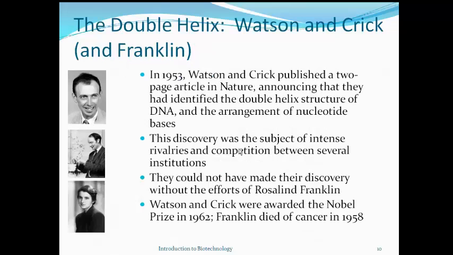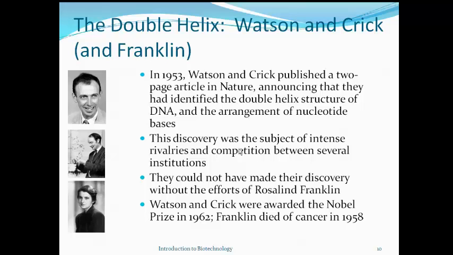Now, here's the real culminating event. James Watson and Frederick Crick discovered the structure of DNA in 1953. They published a 2-page article in Nature, which I'll show you. Just a little article. I mean, if you ever looked at these journals today, the articles go on for pages upon pages. But they published a 2-page article, and it identified the double helix structure of DNA and how the nucleotides are arranged as bases. There was a lot of politics going on here.